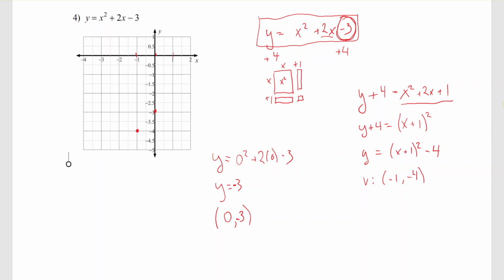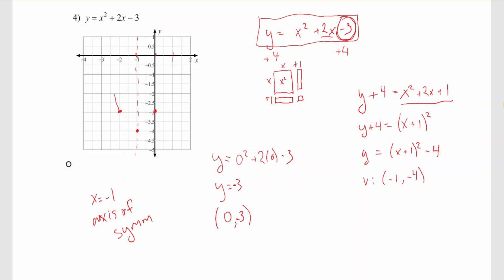So I'm going to put that right here. And we know by symmetry, again, here is our axis of symmetry along the x value of the vertex. So x equals -1, right, is the axis of symmetry. And so because the parabola is symmetric about that point, it's also going to go through this point right here, reflected across that at (-2, -3).